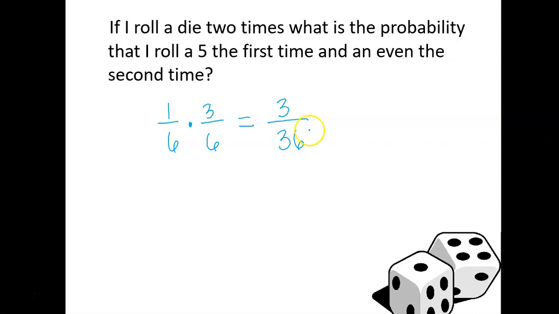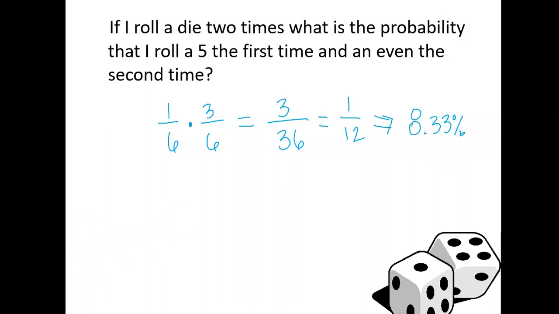Now on your assignment, it's going to ask you to reduce the fraction and then to change it into a percentage. So 3 out of 36 reduces to 1 out of 12. So that's the reduced fraction. Just take any common factor out of the fraction. And then go ahead and change it into a percentage. 1 divided by 12 is equal to 0.083. So the percentage would be 8.33%.